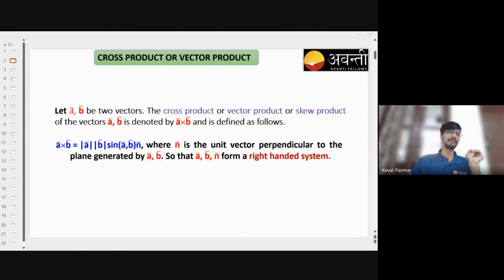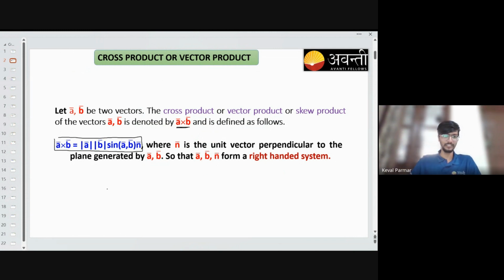Let A bar and B bar be two vectors. The cross product is denoted by A bar cross B bar, A vector cross B vector. And the basic definition of A vector cross B vector is mod A mod B sine theta n cap. Here we have sine theta and n cap. Why do we have n cap? Because it's a vector product.